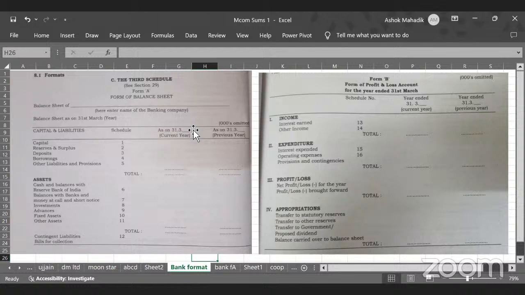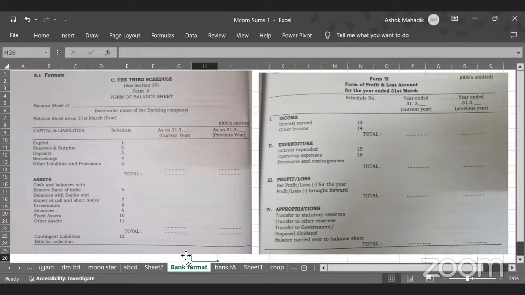Then we have appropriations. In appropriations, what we do with this profit will be given. That is transfer to statutory reserves. Then transfer to any other reserve, transfer to government, or proposed dividend, and balance carried over to the balance sheet.